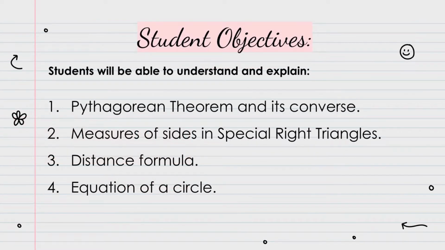These are our student objectives. After watching this video, students will be able to understand and explain the Pythagorean theorem, its converse, measures of sides and special right triangles, the distance formula, and the equation of a circle.